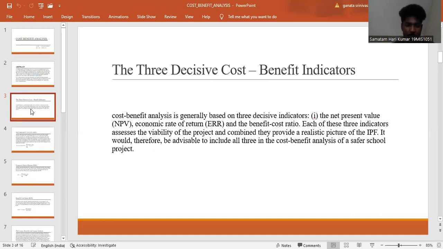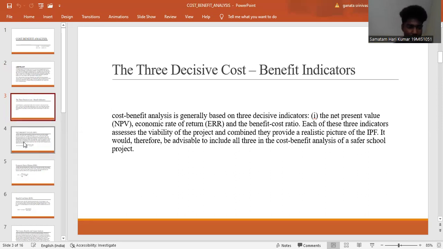In cost benefit analysis, there are three decisive indicators. The first one is the net present value, the second one is the economic rate of return, and the third one is the benefit cost ratio. Each of these three indicators assesses the viability of the project, and combined they provide a realistic picture of the IPF. It would therefore be advisable to include all three in the cost benefit analysis of a safer school project.